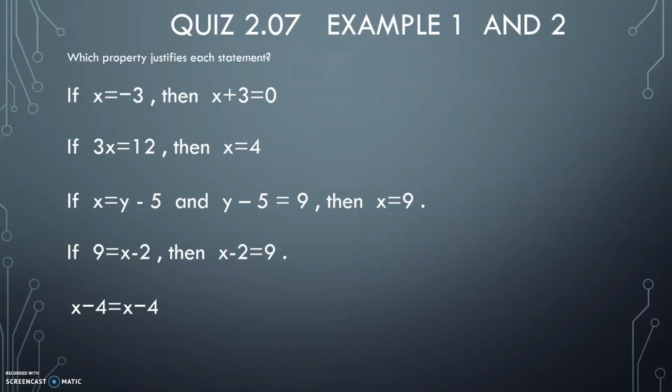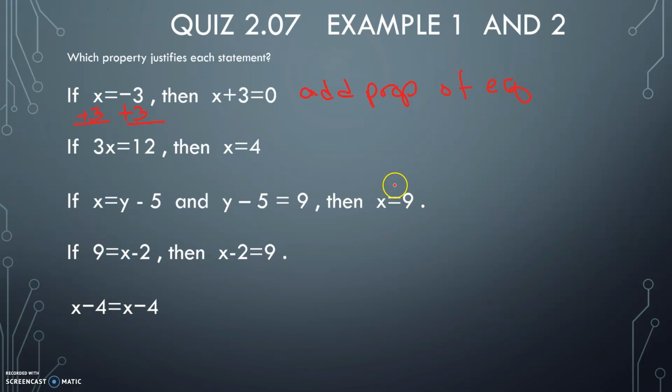This is quiz 2.07. This is example for questions 1 and 2. So which property justifies each statement? So if x equals -3, then x plus 3 equals 0. So what did they do to both sides of this equation? They added 3 on both sides, giving us 0 and x plus 3. So that is the addition property of equality.